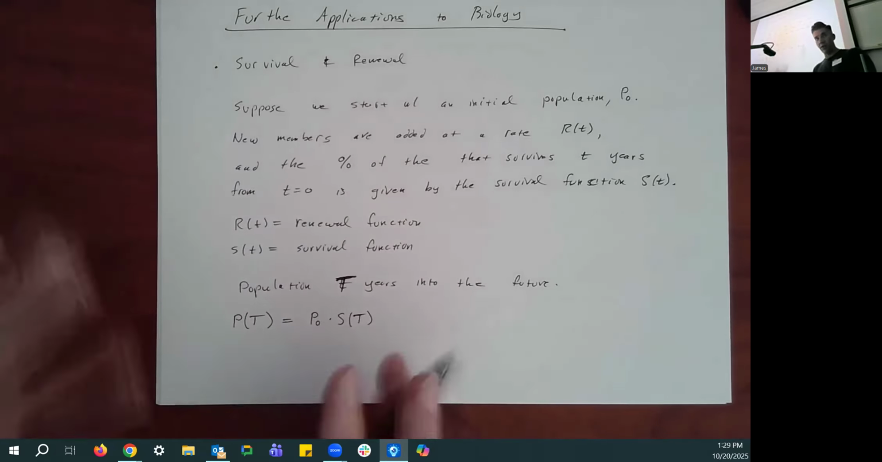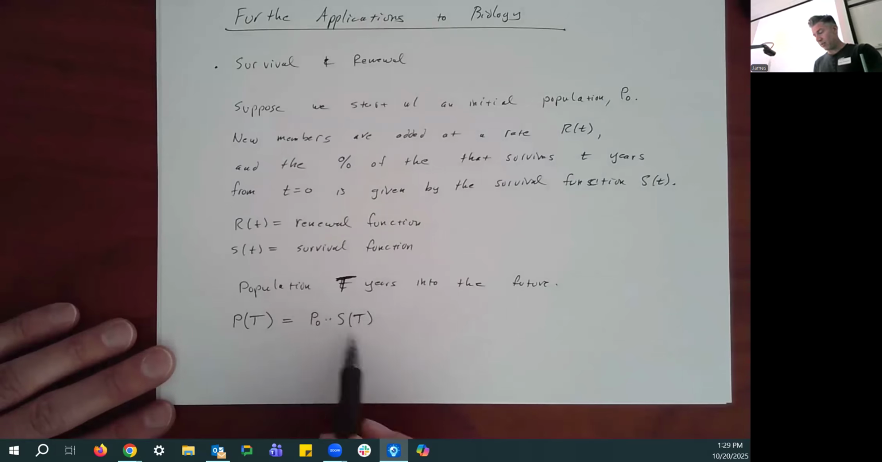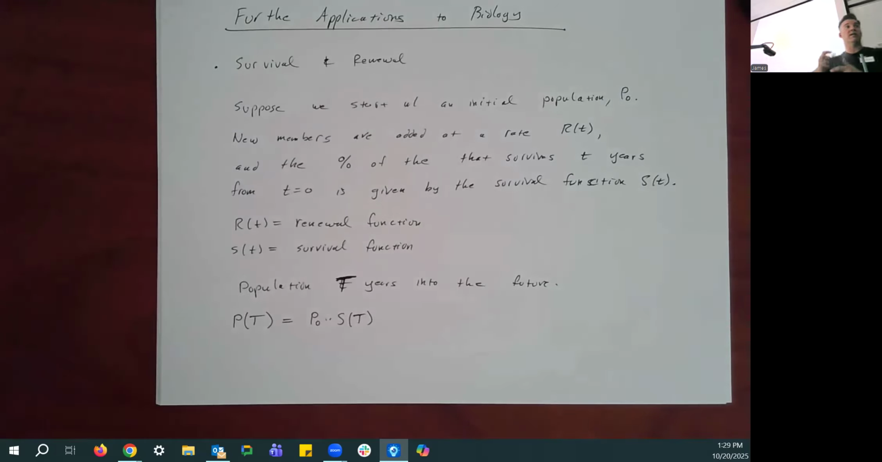So that's not the whole thing, but I'm going to pause a second. P naught is your initial population, and S of capital T is going to be the percentage of that population that lives for capital T years. So if you take your initial population and multiply by the percentage that are going to live that long, you're going to get how many have survived that long.